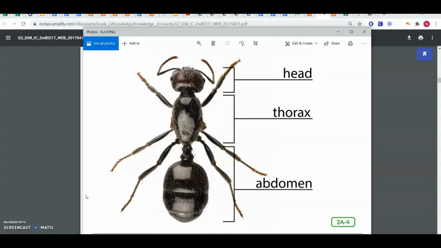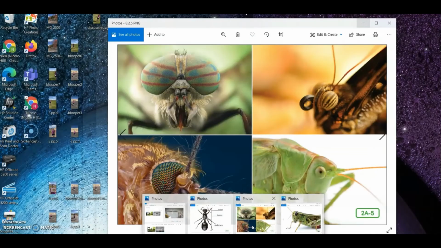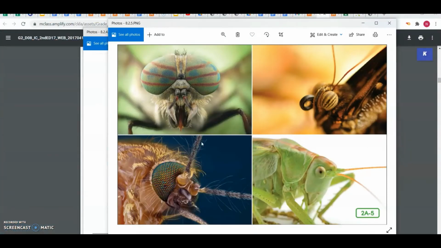Today we learned that an insect has 3 different sections: a head, a thorax, and an abdomen. We can see those 3 sections on this ant. In this picture, we see lots of different parts of insects' heads, including their antennae, which are used for touch and smell, and mouth parts that help them eat.